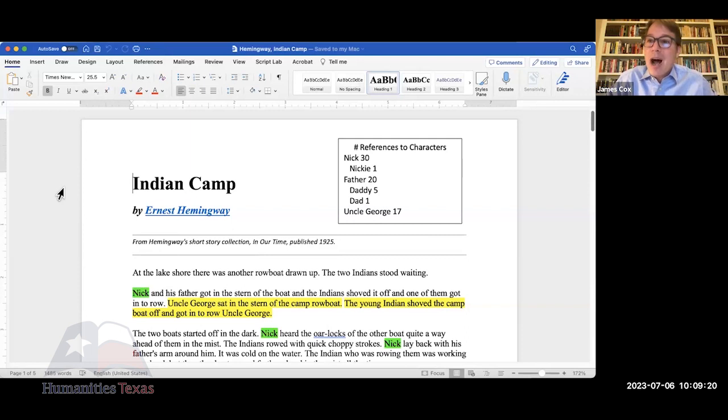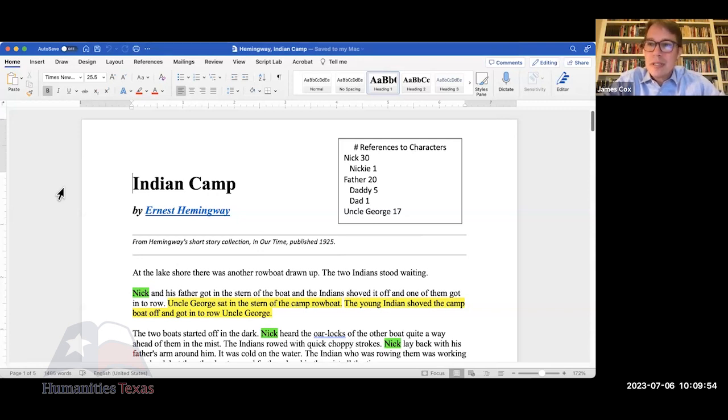And so I went back and counted the number of times that the names appear in the story, Nick, and then Nicky one time. I need to send this to you, actually. You don't have this version because I did it last night, now that I think about it. And then father, and then daddy and dad, and then, of course, Uncle George as well. And so I've never taught the story this way, never, but it's just another way to think about it.